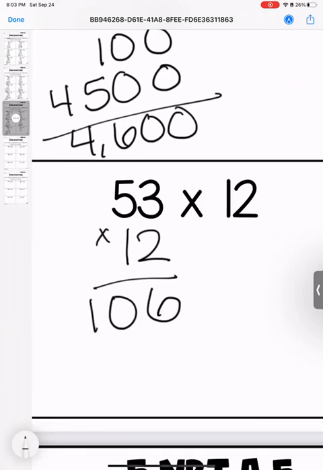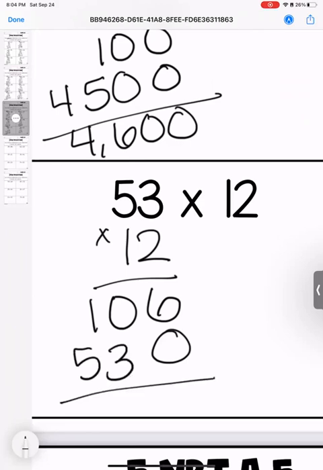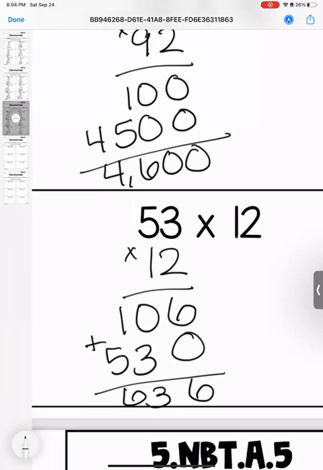53 times 12. 3 times 2 is 6. 2 times 5 is 10. Place saving 0. 1 times 3 is 3. 1 times 5 is 5. We stack and add. We have 636.